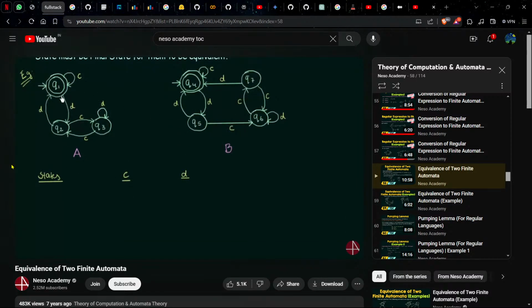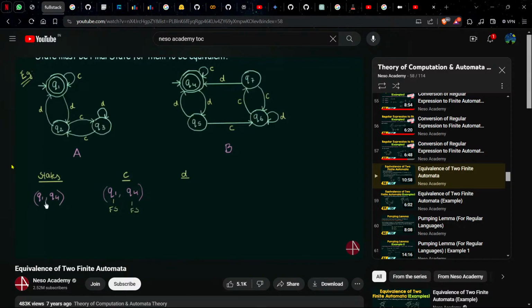For that we have to make pairs of states. Let's make the first pair Q1 and Q4, since they are the initial states. We have to see where Q1 and Q4 go on getting inputs C and D. Q1 on input C goes to Q1 itself, and Q4 on input C goes to Q4 itself. So here we get the pair Q1, Q4, and we check if they are final states or intermediate states. Q1 is a final state and Q4 is also a final state. Let me write FS to represent final state. Both of them are final states.